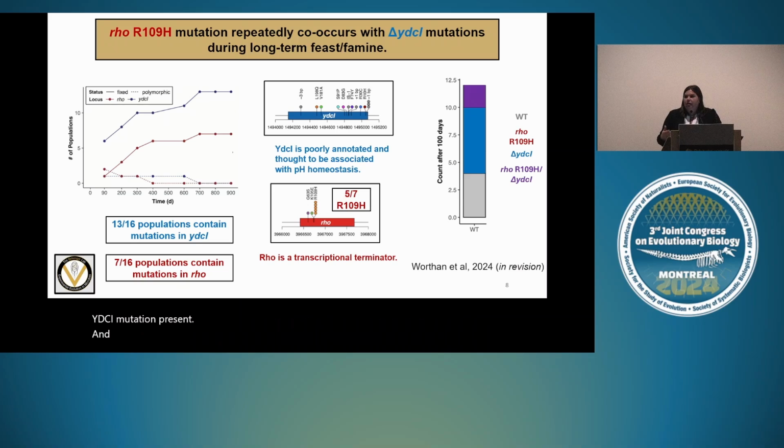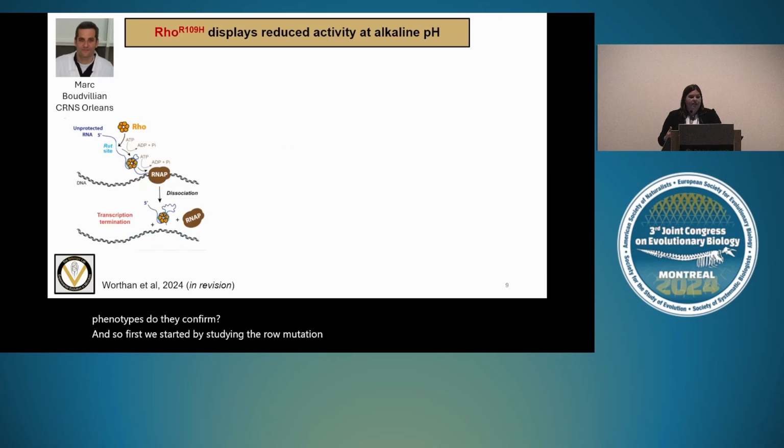And so we asked ourselves, why would these mutations show up together, and what types of phenotypes do they confer? First we started by studying the Rho mutation to try to understand how this mutation could have altered its function. In order to terminate transcription, Rho binds to RNA and functions as a helicase as it translocates the RNA strand and unwinds the RNA-DNA duplex, disassociates RNA polymerase, and thereby terminates transcription.